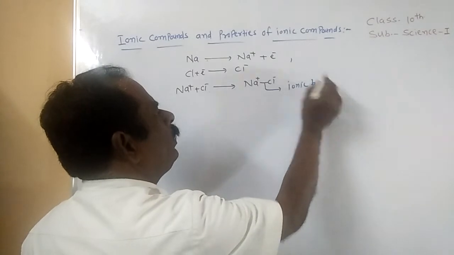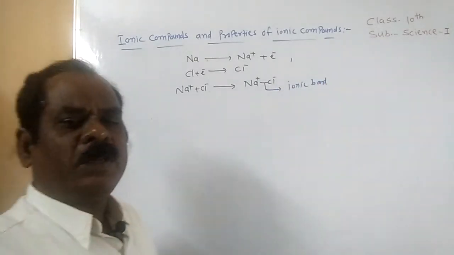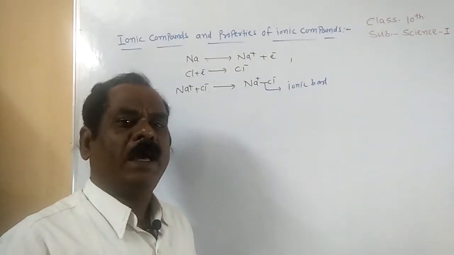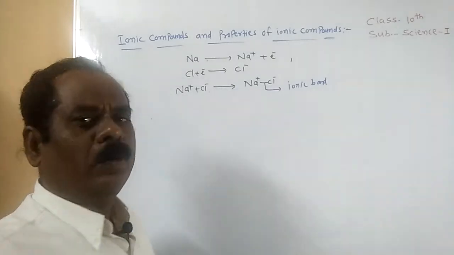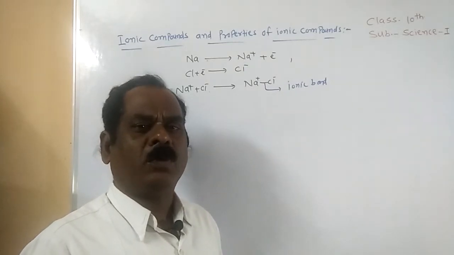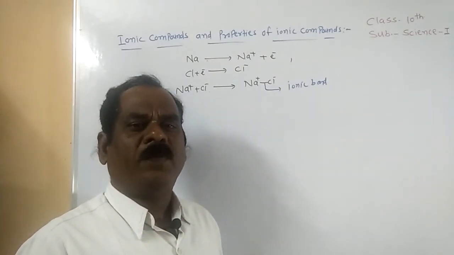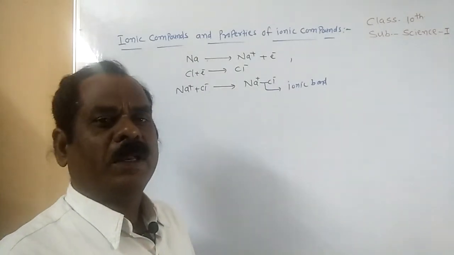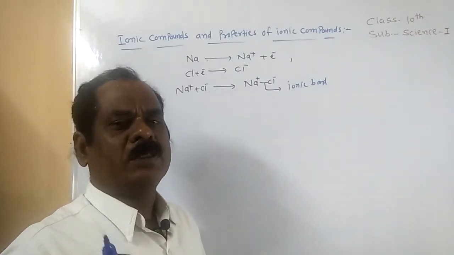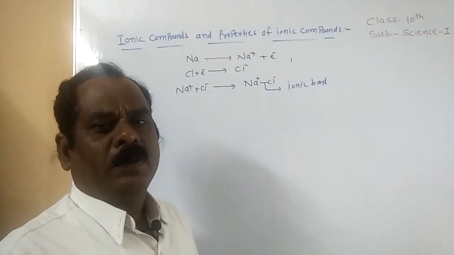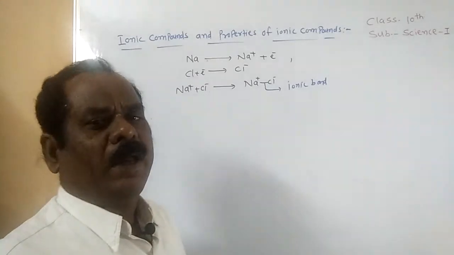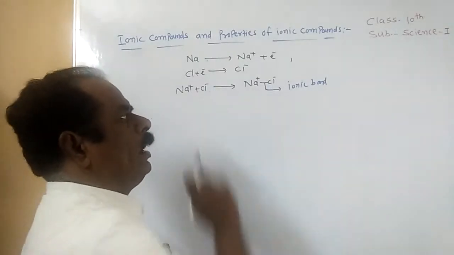What is an ionic bond? The electrostatic force of attraction between the cation and anion is called an ionic bond, and the compounds are called ionic compounds. Sodium chloride is an example of an ionic compound. Sodium chloride, magnesium chloride, copper chloride, sodium sulfate, all these are examples of ionic compounds. It means the ionic compound contains two ions, cations and anions. The ionic compound is formed by a combination of cations and anions, and between these two ions there is an ionic bond.